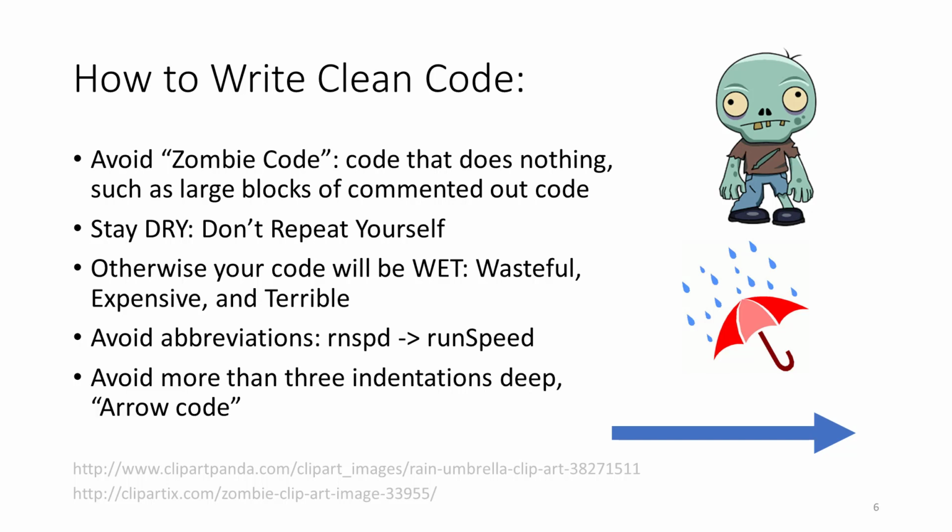Stay DRY, or don't repeat yourself. If you find yourself copying certain lines of code, you should probably make a function that you can call instead. If you don't stay DRY, your code will be WET, and you don't want that. Avoid abbreviations. We have the power and the storage space. We don't need abbreviations anymore. Avoid going deeper than 3 indentations, or what's known as arrow code. The deeper your indentation goes, the more needlessly complex your code gets. When you find yourself going past 3 indentations, it's a pretty good sign you should make another function or class to handle what you're doing.